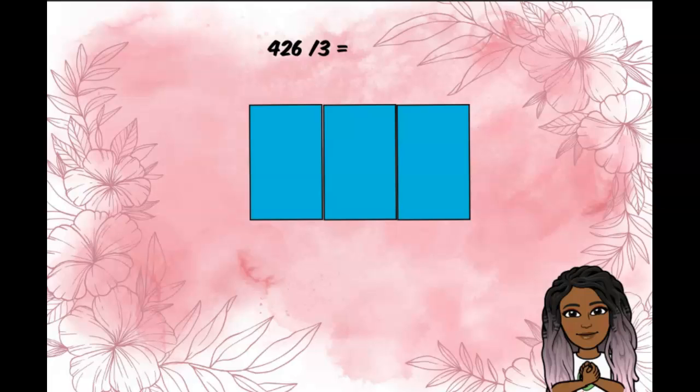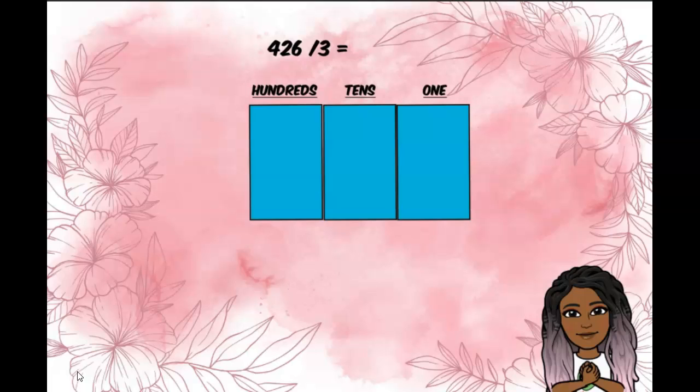I'm going to show you how to divide 426 by 3 using place value discs. As always scholars, my first step is to draw my place value chart. I already have my boxes here, so now I'm just going to label. I'm going to start with my hundreds, then I'm going to move on to my tens, then I am going to move on to my ones.